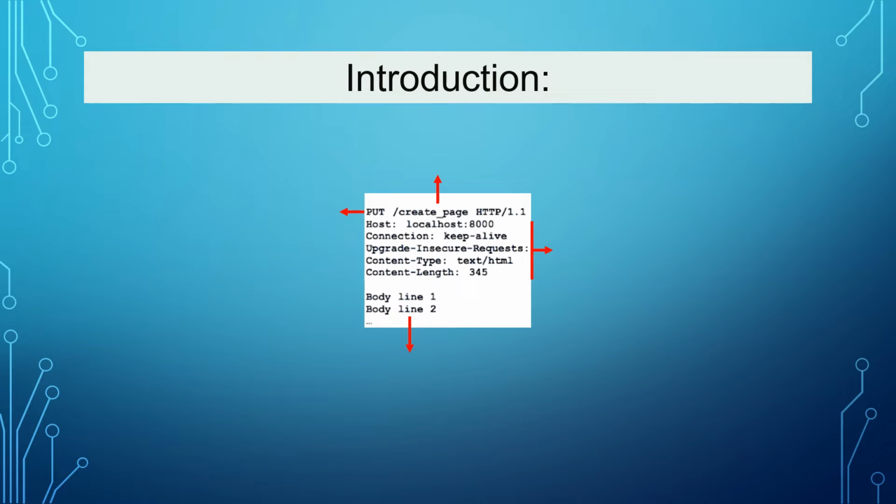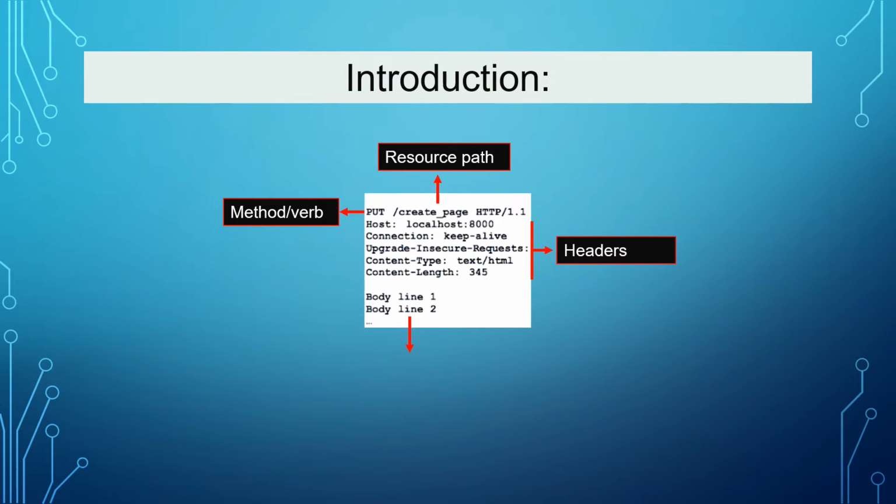So this is an HTTP message, and this is the resource path. It indicates the target of the request, referring to a resource that will be accessed, which is the create page. This is the method or verb. It is the type of operation, like get, head, post, put, and patch, that it performs on a specific resource. This is the headers. It carries additional information with the request or response. This is the body. It carries the payload of the message.